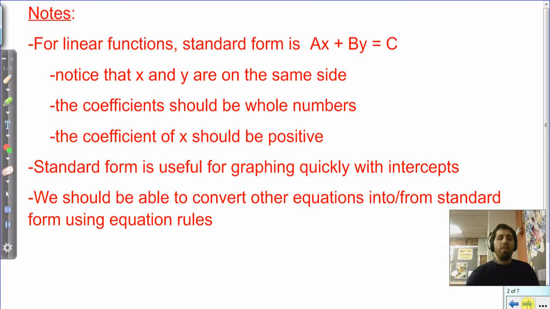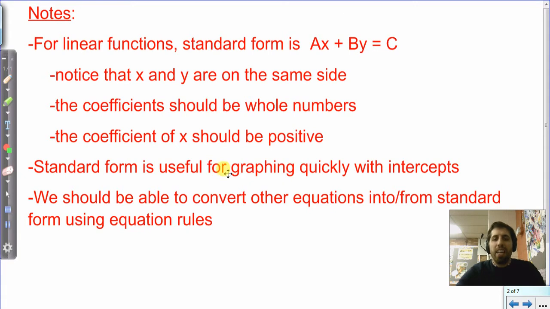What's it all about? Well, for linear functions, standard form is ax plus by equals c, where a, b, and c are just different numbers, and they're supposed to be whole numbers. So notice that x and y are on the same side. This is the first form where we've had this. And a lot of people think this kind of looks the neatest. It looks like a simple addition problem. And it looks even better because the coefficients should be whole numbers, and so that's what we want it to look like.